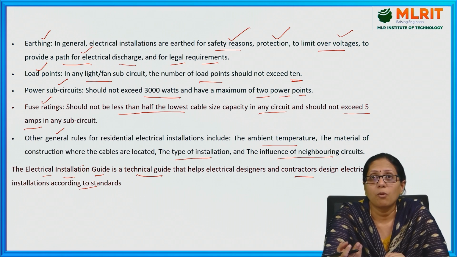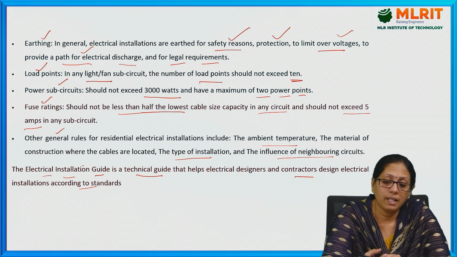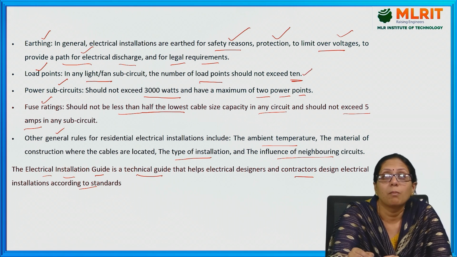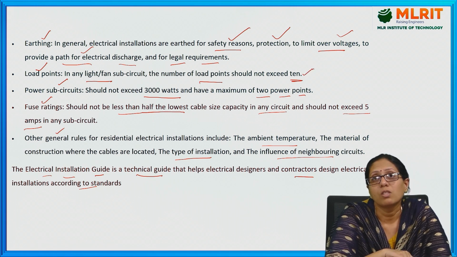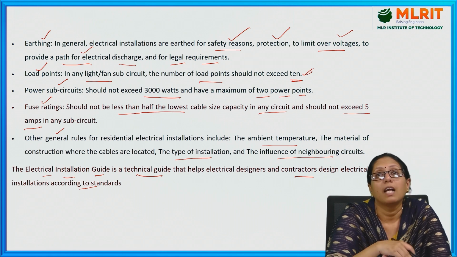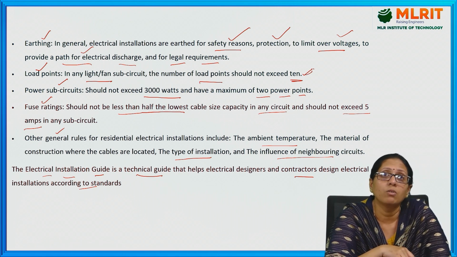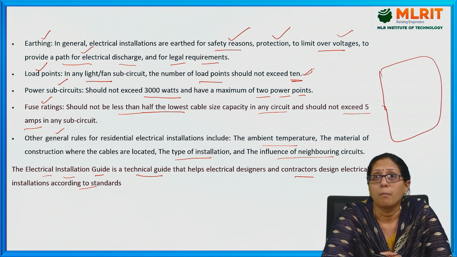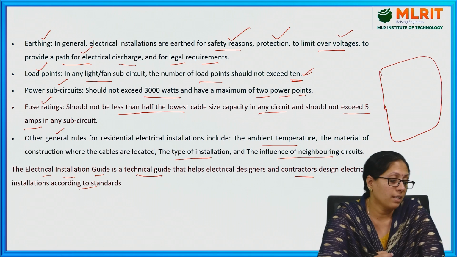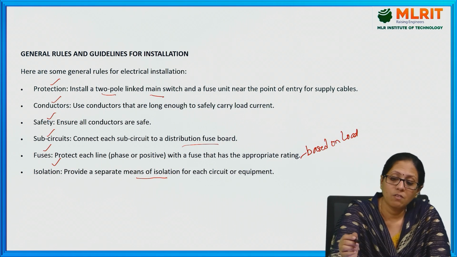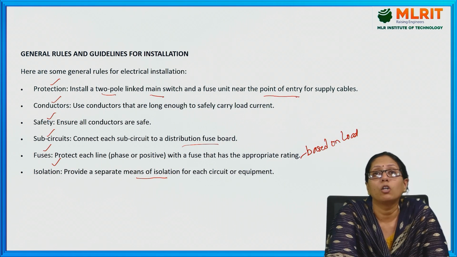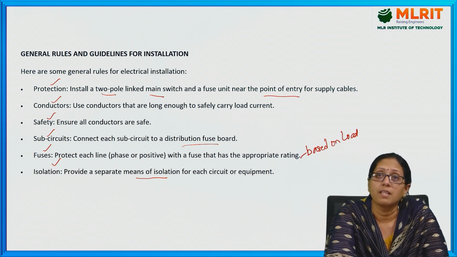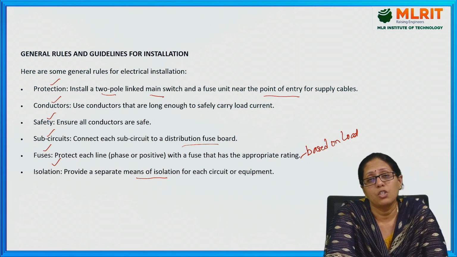All those MCBs should be placed in a distribution box. In brief, a maximum of 10 sub-circuits, with a maximum of 10 electrical equipments for each sub-circuit, are all placed in a single distribution box, which is placed at the point of entry. So these are some of the rules and guidelines for installation.